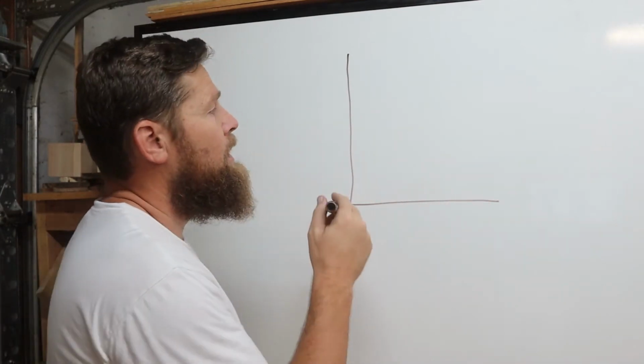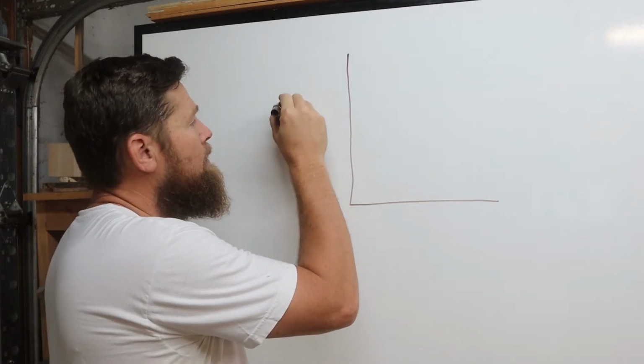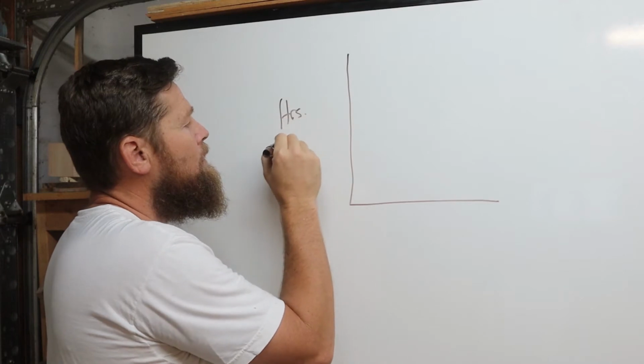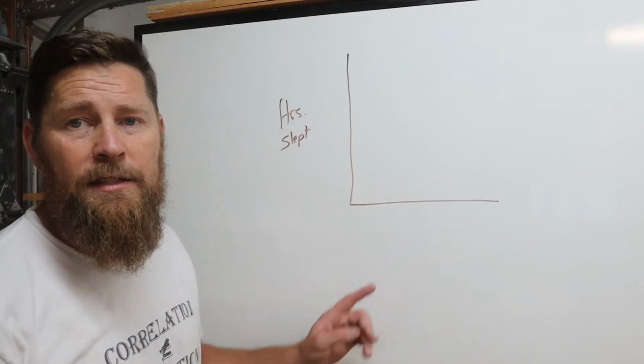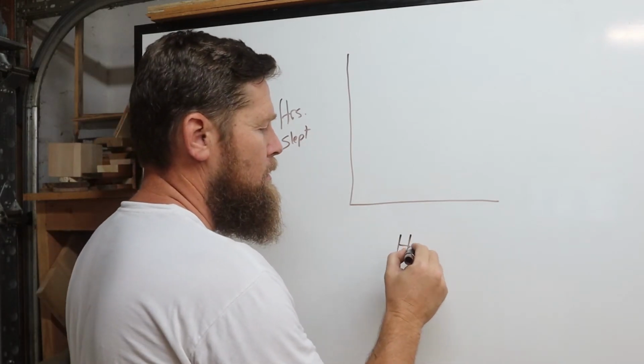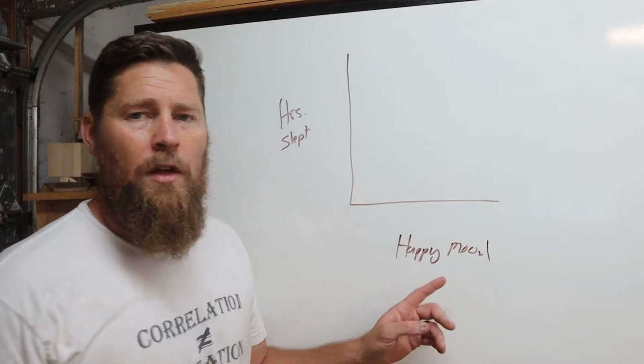for happy mood and sleep. So let's say hours slept will be on the y, or the vertical axis, and happy mood will be on the x-axis.